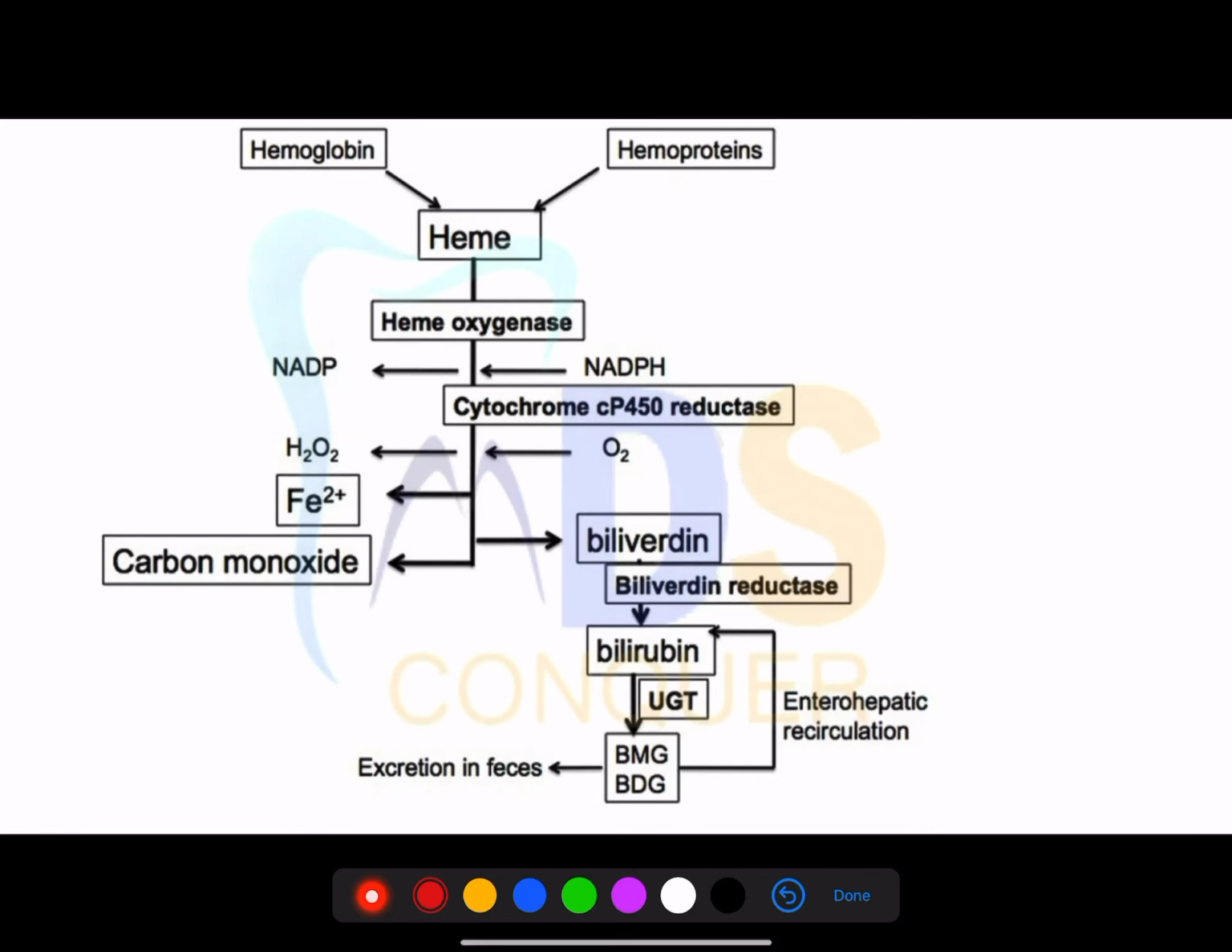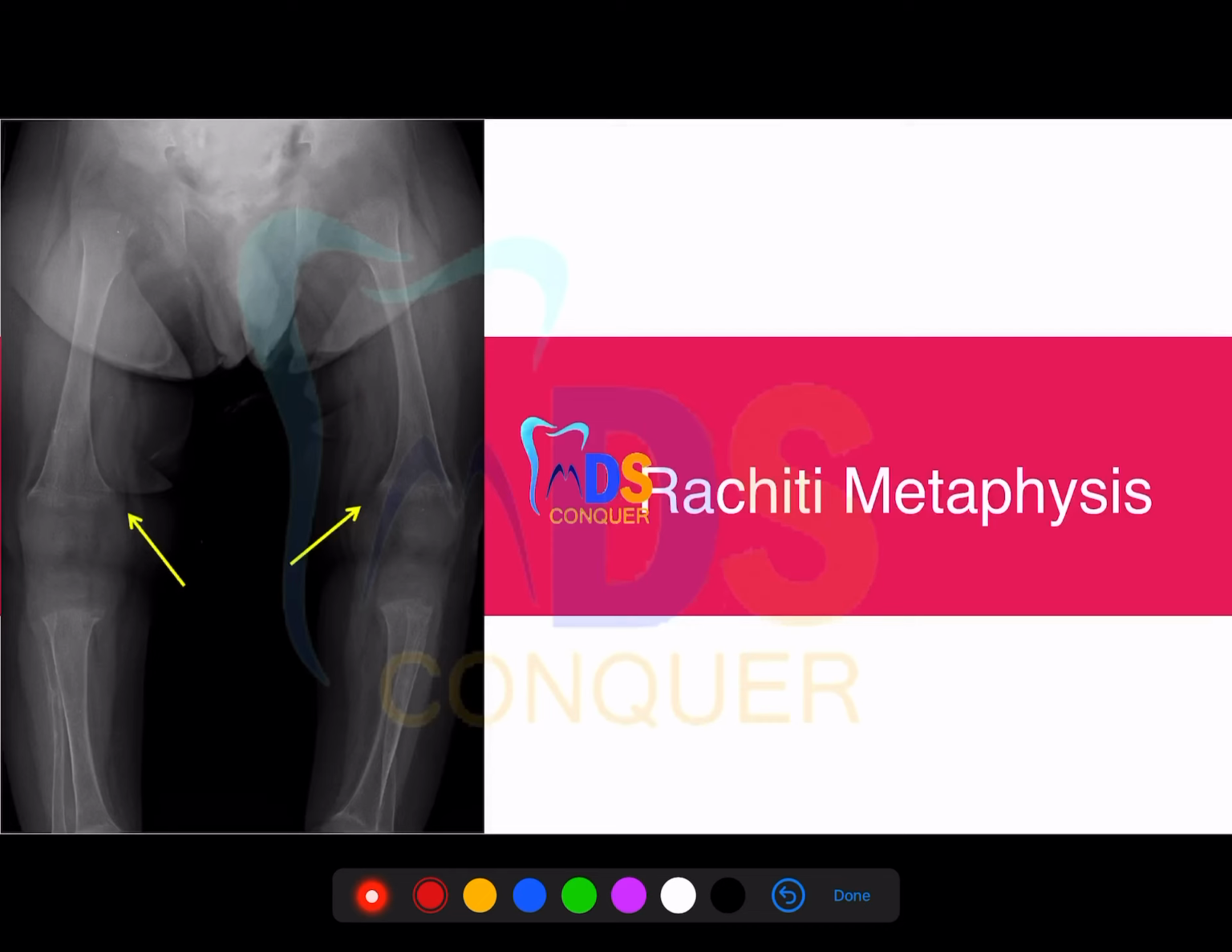And this is a very important thing about the synthesis of heme, and how it undergoes conversion to bilirubin, biliverdin, and enters the hepatic circulation and is excreted in the feces. Nowadays, hepatocellular jaundice, obstructive jaundice, different types of jaundice, and all these are the questions which revolve around this concept. So please make a note about vitamin D deficiency and metaphysis.